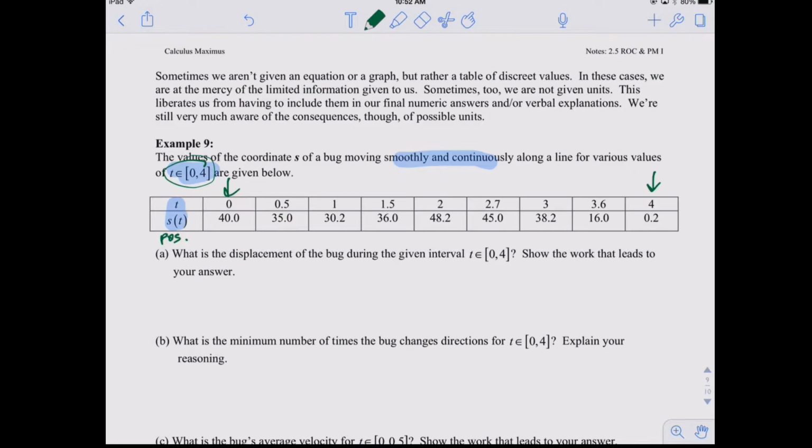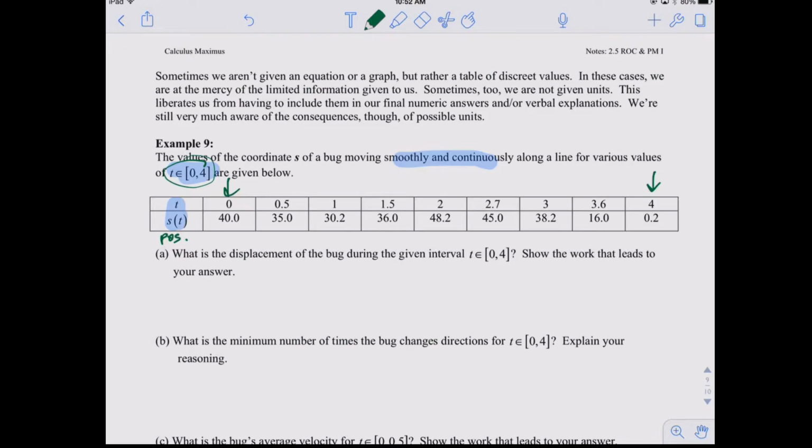The next thing I would say is look for units. Just be mindful of units from the beginning. Do we have any units in this problem? I don't see units anywhere. So that kind of liberates you from the responsibility of putting any kind of units on your numeric answers or on your verbal descriptions, which is kind of nice, okay?